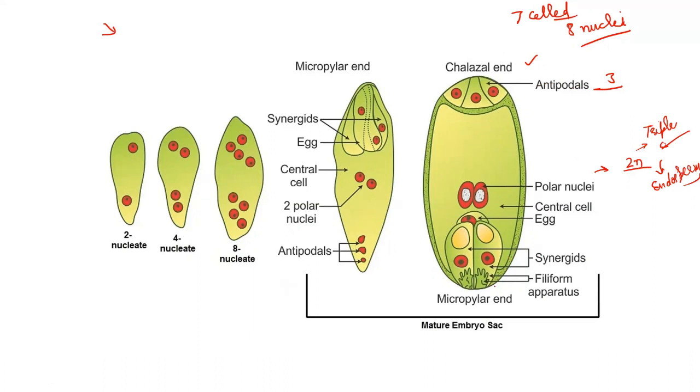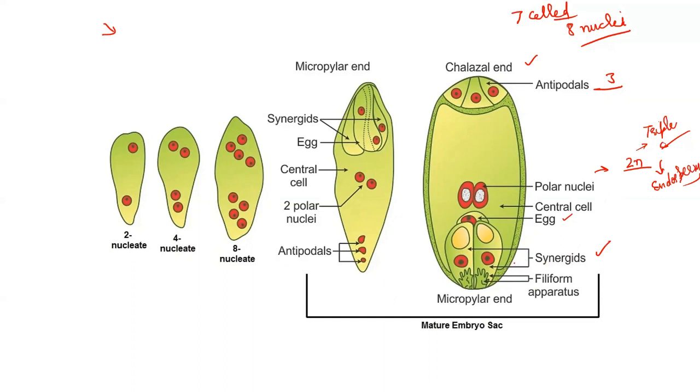Now, coming to the micropylar end, it has a filiform apparatus which guides the pollen tube, and then there are two synergids present, and one egg cell. So two synergids, one egg. As soon as the pollen tube enters, one of the synergids dies out, and it provides a way for the entering of the pollen tube, that you already know.